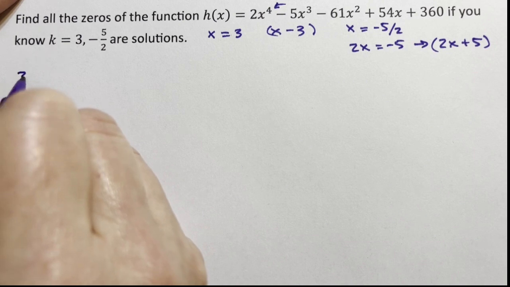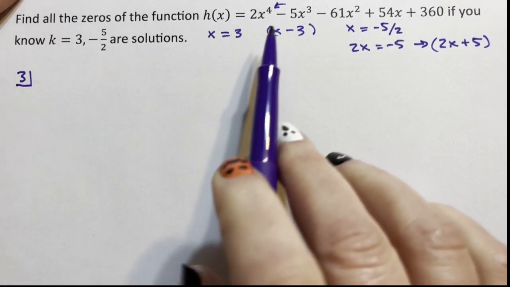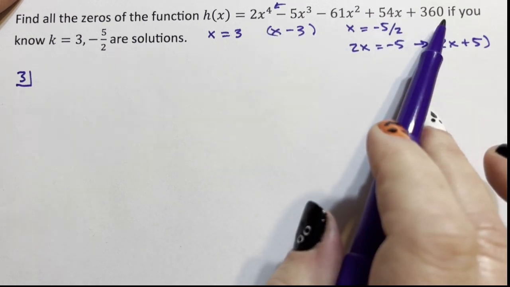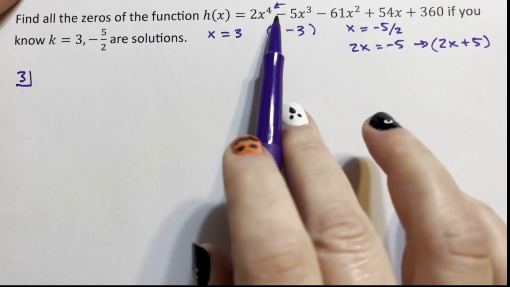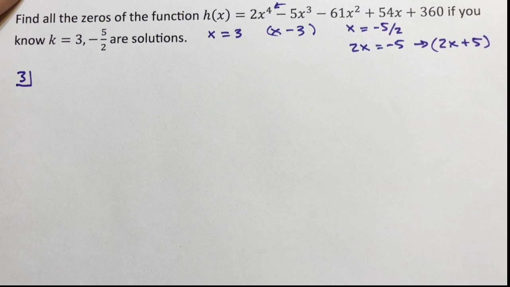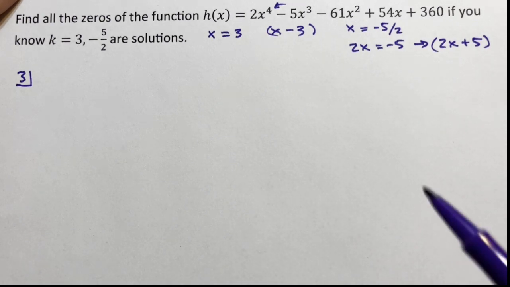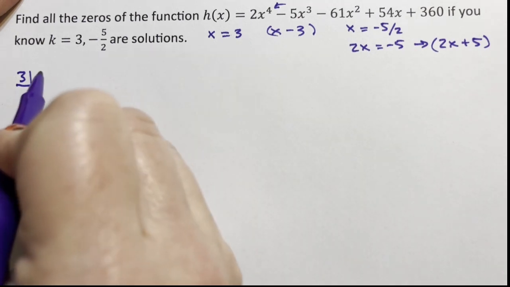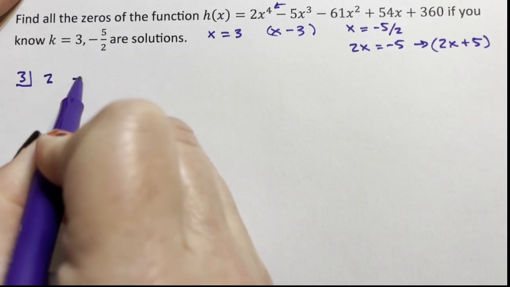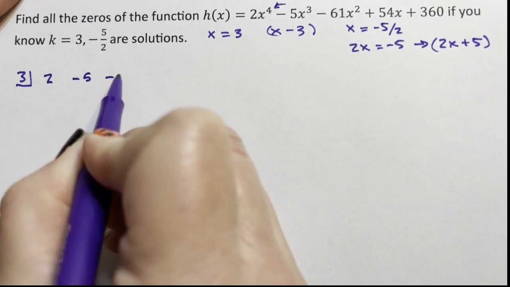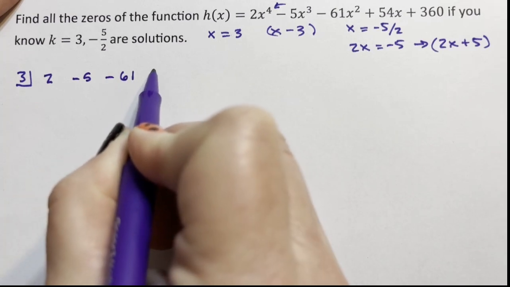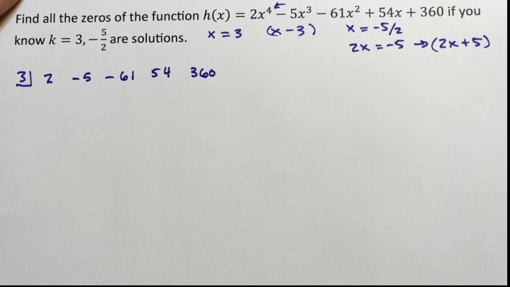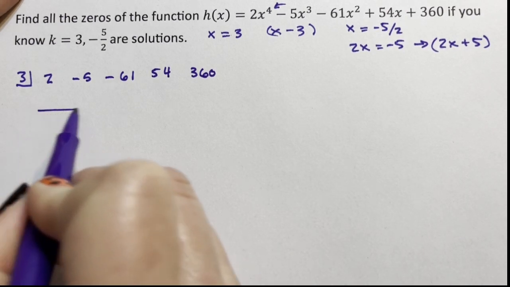I'm going to put 3 in a box, and then I'm going to note 4, 3, 2, 1, 0. I have all of my terms with my exponents in decreasing order. I don't have any missed terms, so I can just write 2x to the 4th minus 5x cubed minus 61x squared, 54x, and 360. All right, so let's start this off.